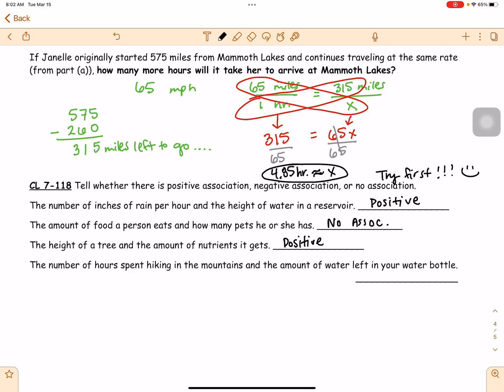The number of hours spent hiking in the mountains and the amount of water left in your water bottle. Well, the longer you spend hiking, you're probably going to drink more water. So the amount left in your water bottle will decrease, right? Because you're going to drink your water, so you won't have as much. So this is a negative association, okay?